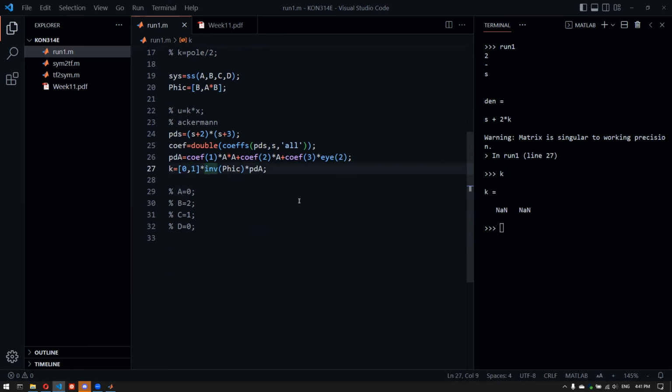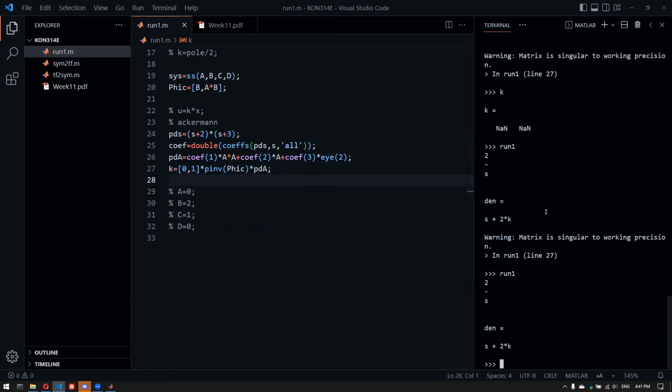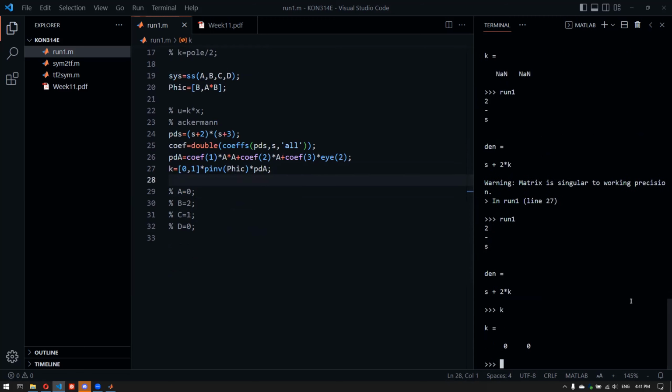What we can do in order to cheat, which is not correct, but I'm going to cheat, I'm going to use the pseudo inverse, which is not the inverse, but it's kind of the projection inverse kind of a thing. And this is an engineering thing that I'm basically doing here. It's not mathematically correct, but I'm just getting over it. And you can see that we get a K vector, but unfortunately it is 0 and 0.